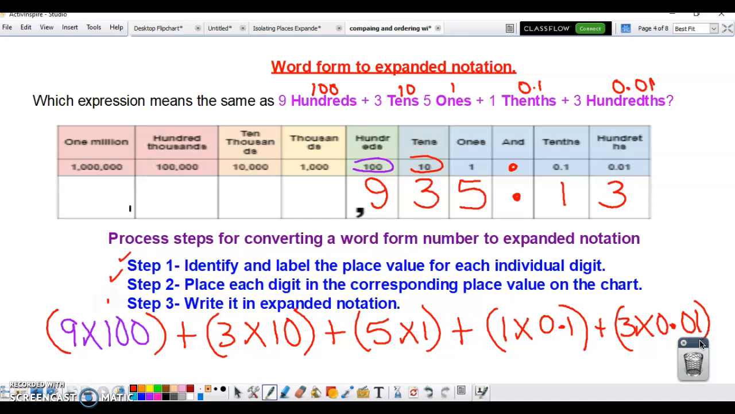So we got the last step. And remember, we also can change this to 1 times, what is it, one tenth. The other one can be, I'm going to put it here on top, 3 times one hundredth. Either way it works.